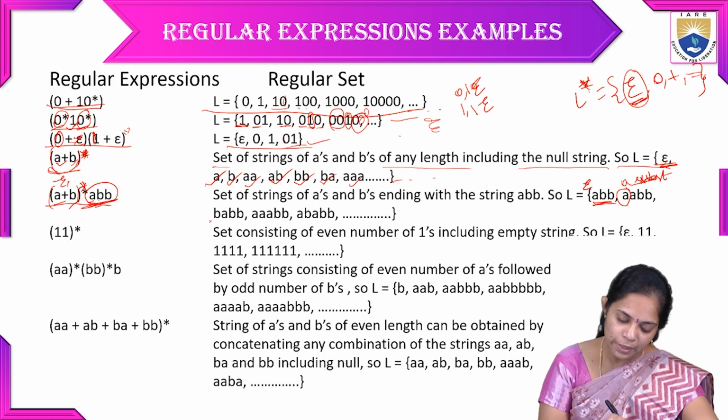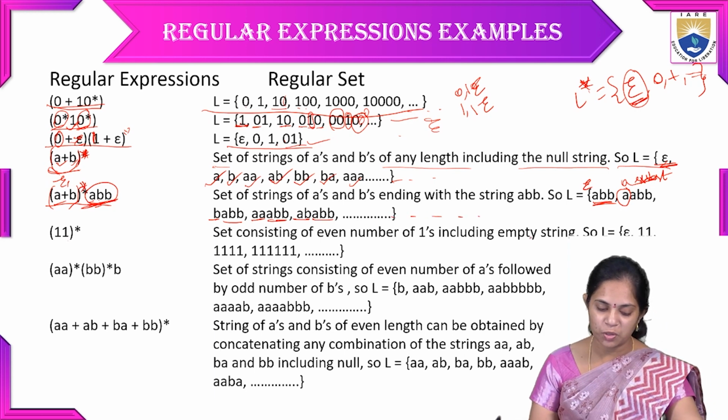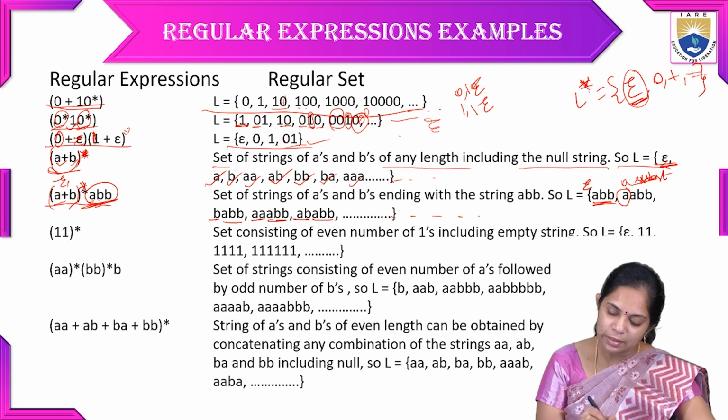And here B, we are starting with B and the substring. And A starting with AA and the substring. So both we are taking AB, the substring. So like this we form the regular expression, with the regular set.